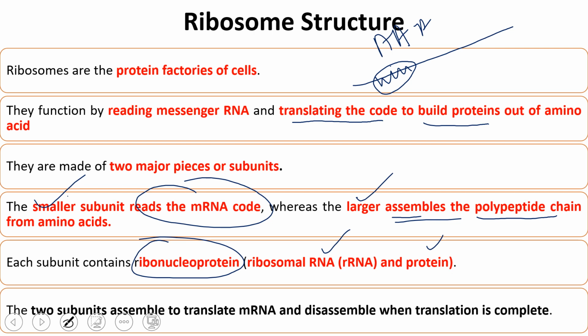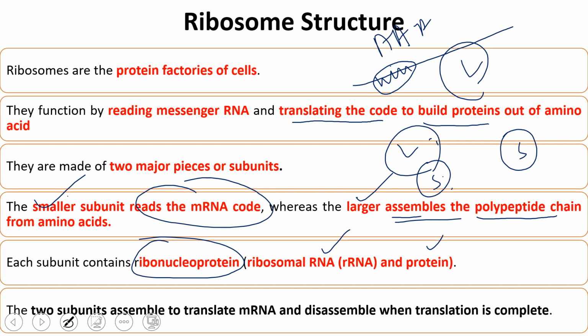These two subunits assemble to translate mRNA and disassemble when translation is complete. In a normal cell which is not going to do protein synthesis, if this is the ribosomal two subunit, one small and second one large, during the non-translation stage, means when the cell does not do any kind of protein synthesis, these two subunits will be separated. So the large subunit is separate and the smaller subunit is separate.